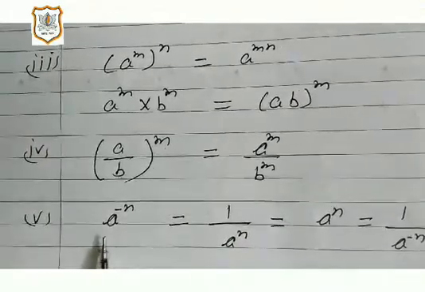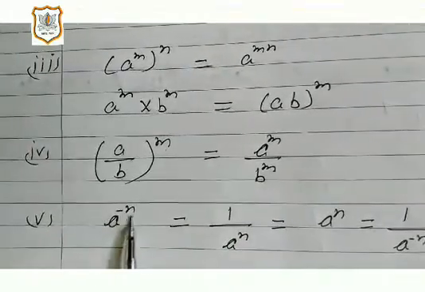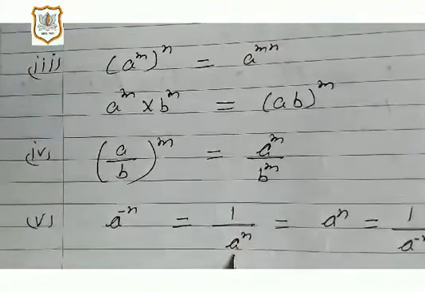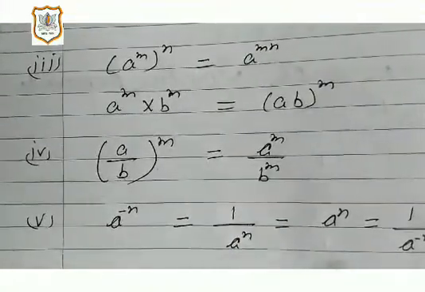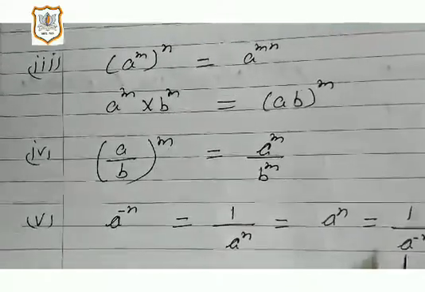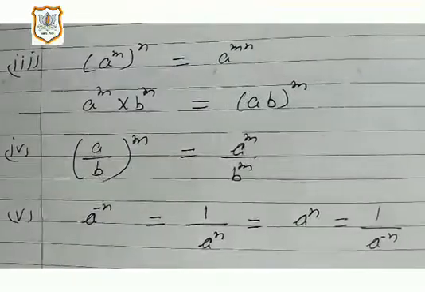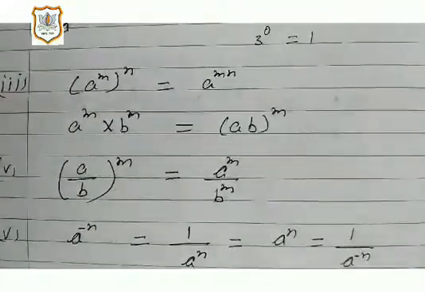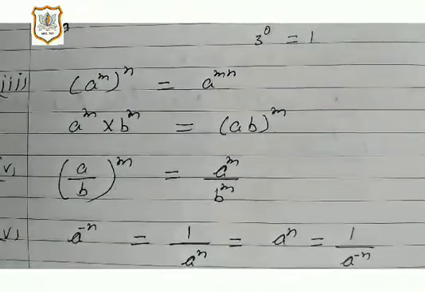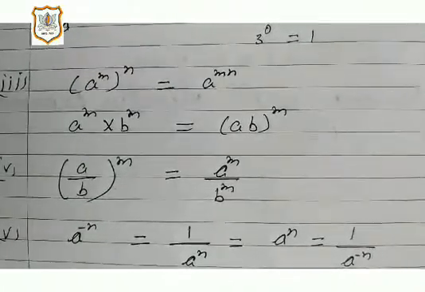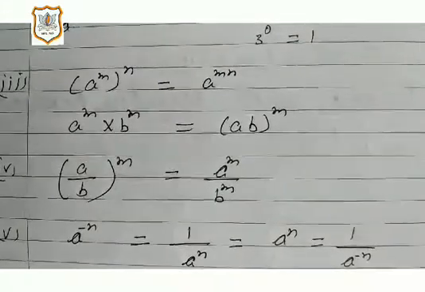Next, a raised to the power minus n is equal to 1 upon a raised to the power n, or a raised to the power n is equal to 1 upon a raised to the power minus n. So students, these are some laws of exponents. You have to remember these laws.